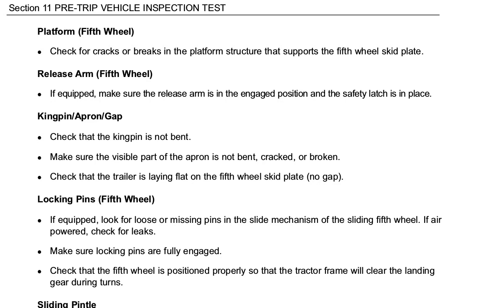Kingpin apron gap. Check that the kingpin is not bent. Make sure the visible part of the apron is not bent, cracked, or broken. Check that the trailer is laying flat on the fifth wheel skid plate, no gap.